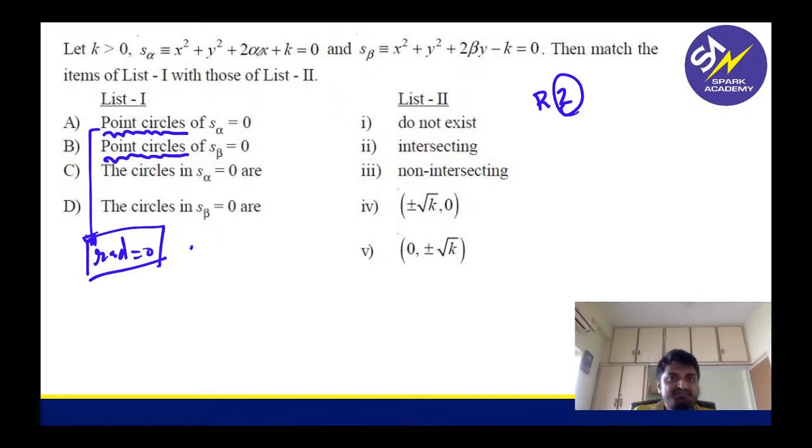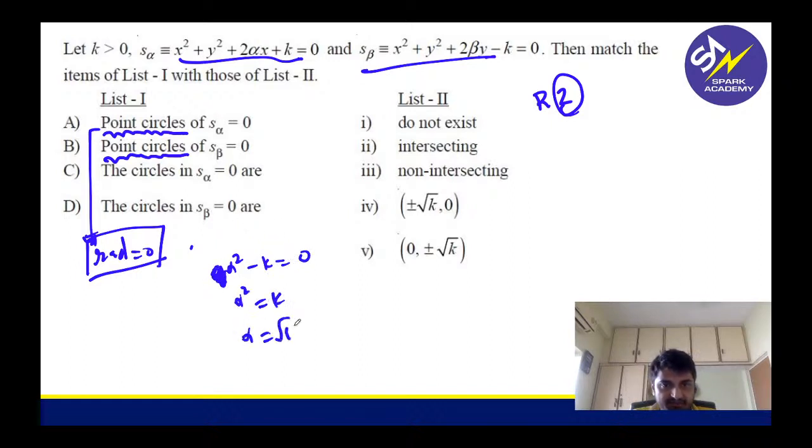So again, basically from here you can find the point circle. So I will get 4 alpha square minus k equal to 0, or alpha square equal to k. Alpha will be plus or minus root k I am getting. Similarly, this also. Beta also you are getting as plus or minus root k.